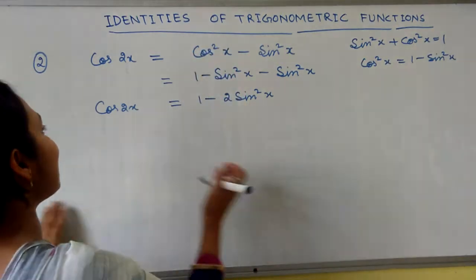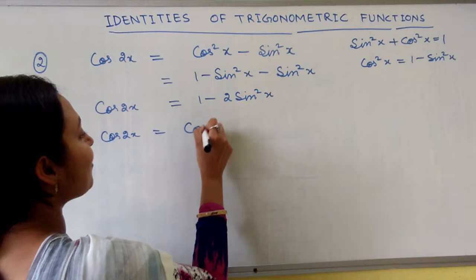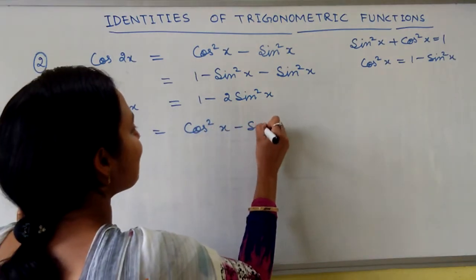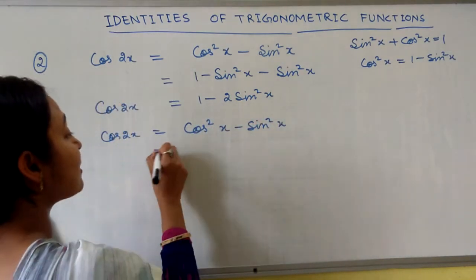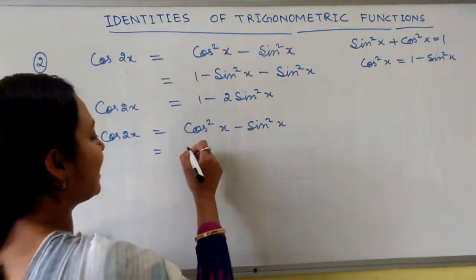Now let's take again the same formula cos 2x, that is the basic formula cos square x minus sine square x. I want to take the whole terms in the form of cos only. So I will change the sign.